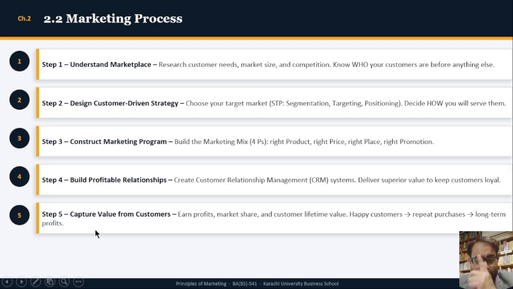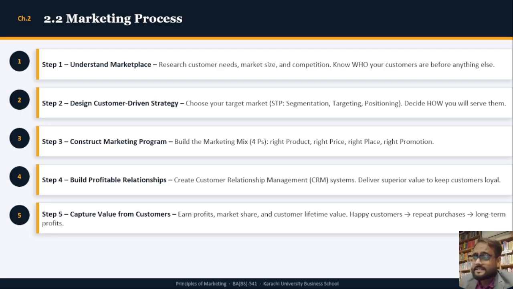Let's understand what step number one is telling us. Understand the market. Meaning, if you want to enter the market, you need to know about the market. You need to research customer needs, market size, and competition. Know who your customers are before anything else. You need to research the market.